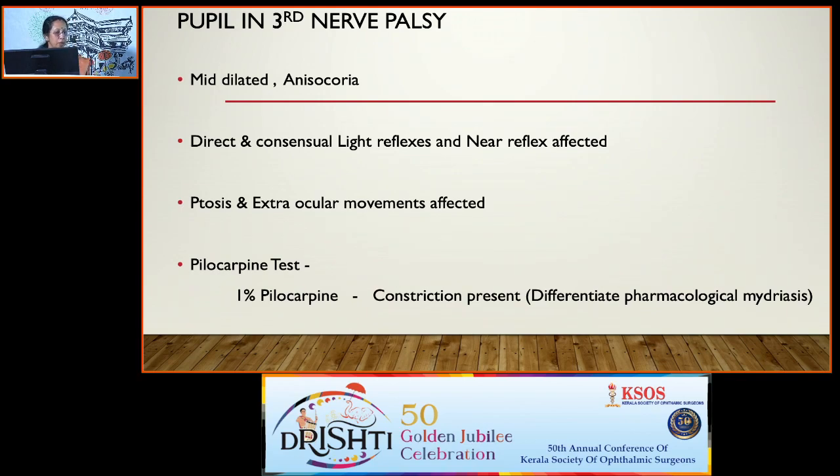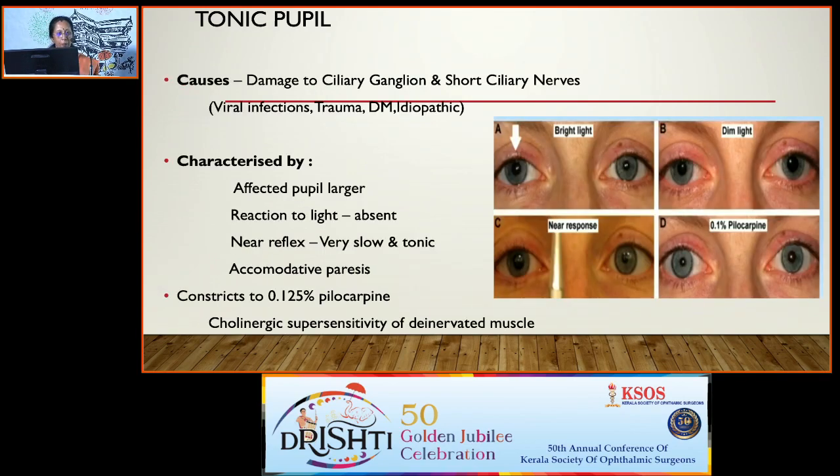There will be associated ptosis and extraocular motility affection, and it can be differentiated from pharmacological mydriasis by using 1% pilocarpine. A third nerve palsy pupil will constrict, but a pharmacological mydriasis will not.